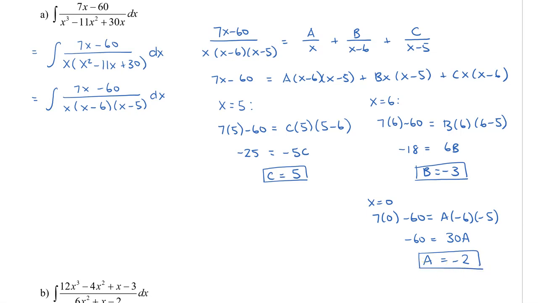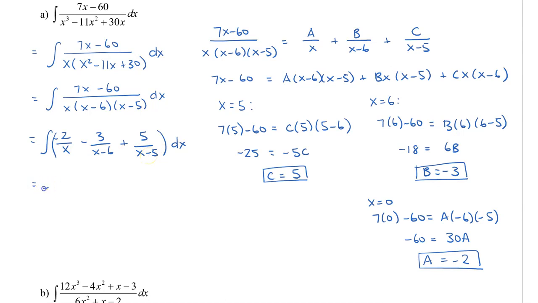All right, so now that we know what a, b, and c are, we can plug them in. So this can be rewritten as the integral of negative 2 over x minus 3 over x minus 6, and then plus 5 divided by x minus 5. You can write them all as separate integrals, but because of my space here, I've just written it as one big integral. So when we integrate, all of these will have a natural log because they're all in the denominator.